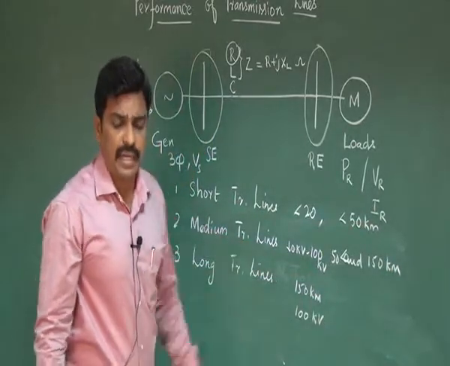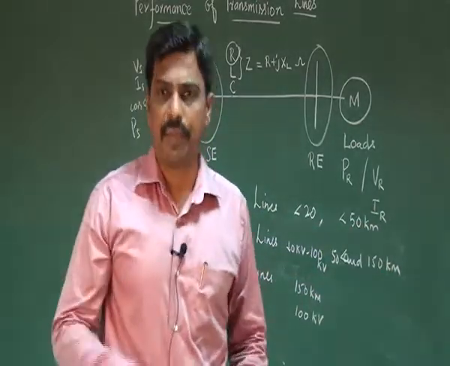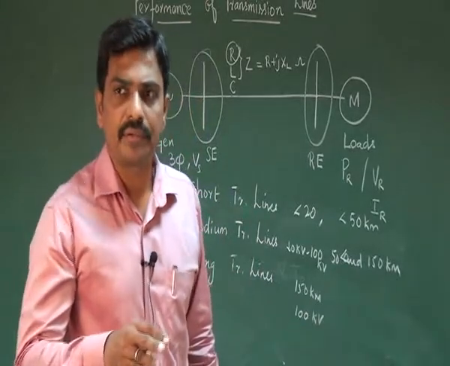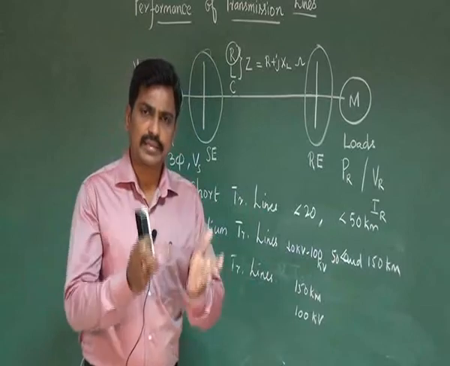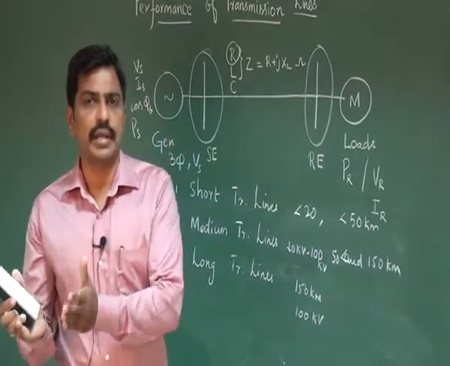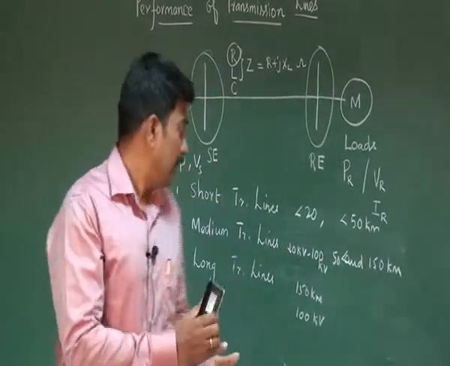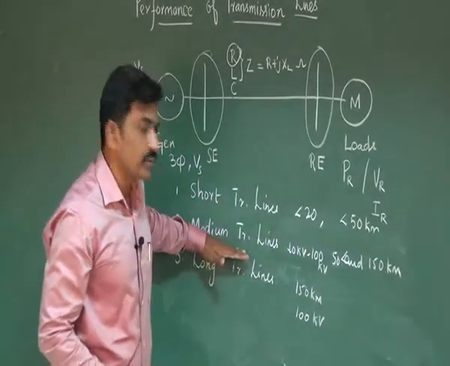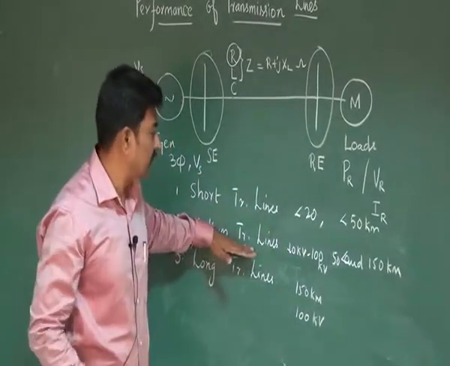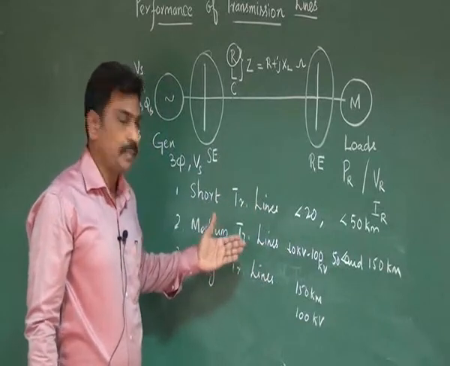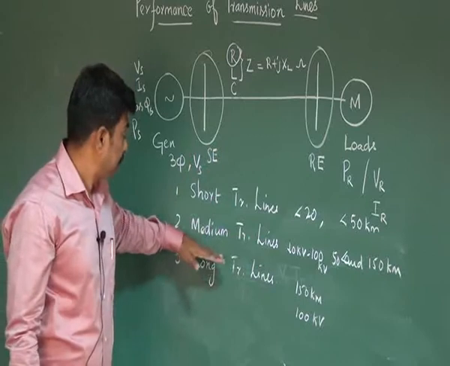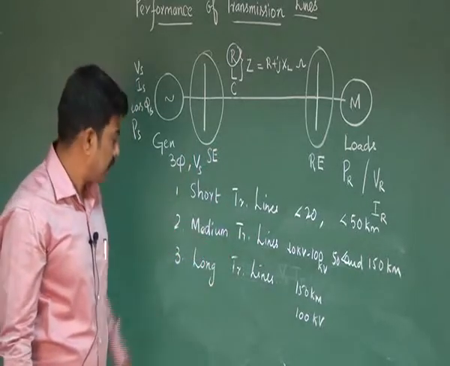For this kind of medium transmission lines, the effect of capacitance is moderate. So, we can consider the capacitance as lumped or concentrated in the medium transmission lines. So, you can model medium transmission line with the moderate effect of capacitance. Let us see later how we are going to model the transmission lines.